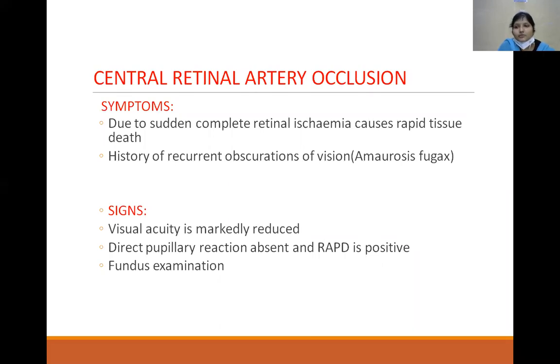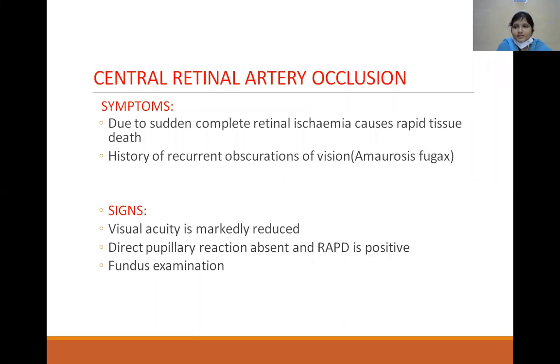What is the main symptom with which the patient comes? The patient complains of sudden onset of loss of vision, also with a history of recurrent obscurations of vision. Like transient ischemic attacks, there are transient obscurations of vision. This is called amaurosis fugax because there are small emboli. When they cause occlusion, there will be transient loss of vision. Later, these small emboli get discharged, leading to restoration of vision. So the patient complains of transient attacks lasting about 30 seconds, and again the patient regains the vision. So this condition is called amaurosis fugax.